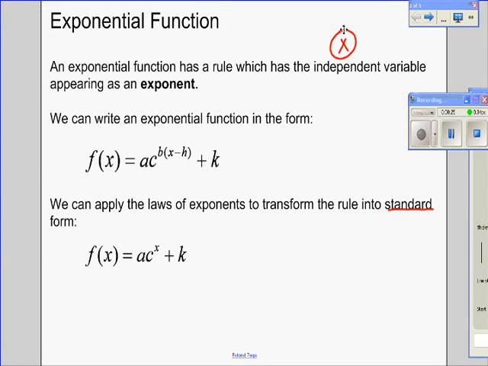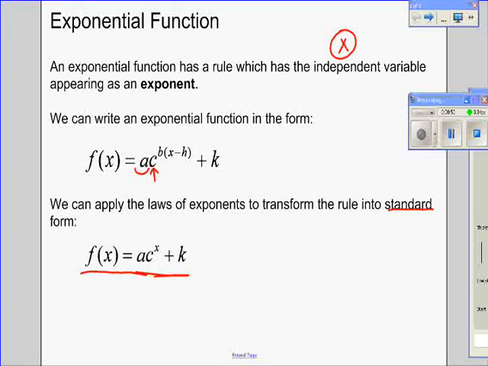x as an exponent, which is a little bit new to us. So we can write an exponential function in this form. We have some number in the front, a, being multiplied in. Our base, the c value, is to the power of b times x minus h, plus k. We can actually apply our laws of exponents to simplify this into what we would call our standard form, and this is our standard form here.